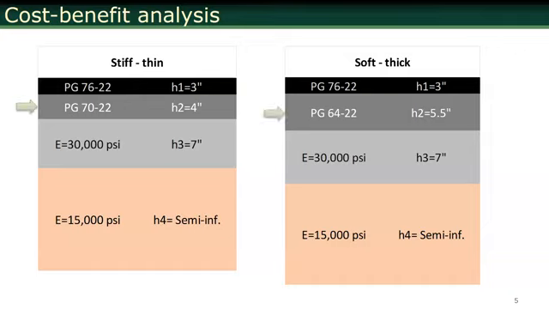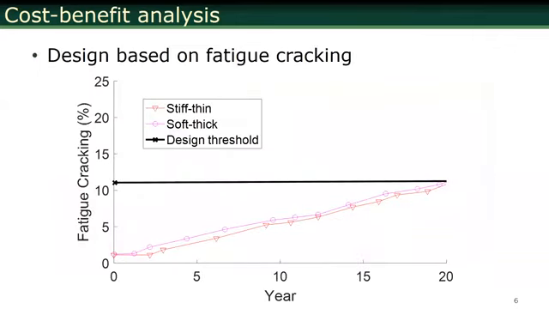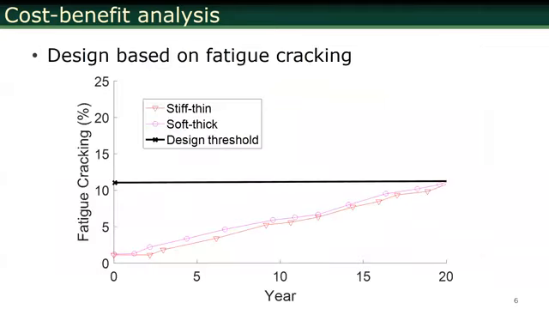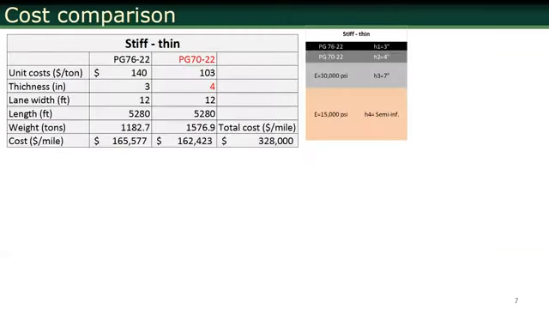Let's say your design is fatigue cracking based. If you look at these two designs, if you go back here, these two designs have identical fatigue cracking performance. So this is the design at 20 years. This is the threshold in this particular case. Even though the default threshold is 25, in this particular case the threshold chosen was 12%, let's say, for this design. So you can do a cost-benefit analysis like this.